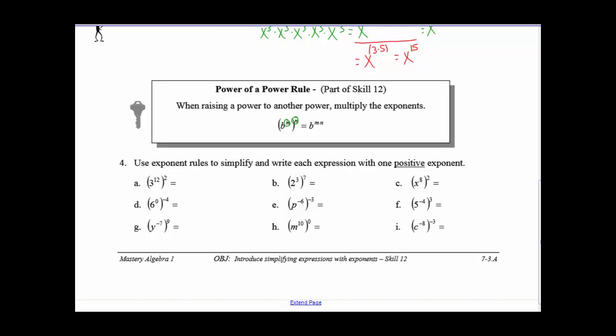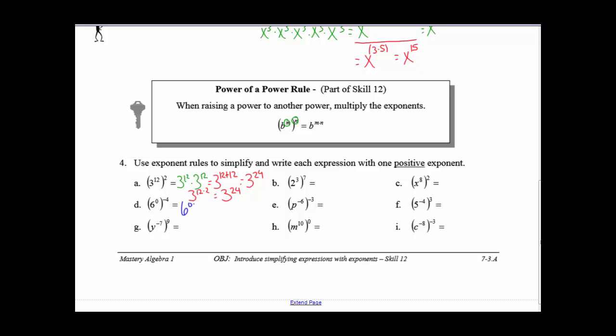So for part A, if we look at 3 to the 12th squared, we can also think of this as 3 to the 12th times 3 to the 12th. So 3 to the 12th times itself. Using the rule we learned previously, that would simplify as 3 to the 12 plus 12, or 3 to the 24. If we use the power of a power rule, we can use a shortcut for that one. So we could say 3 to the power of 12 times 2, which would also give us 3 to the 24.